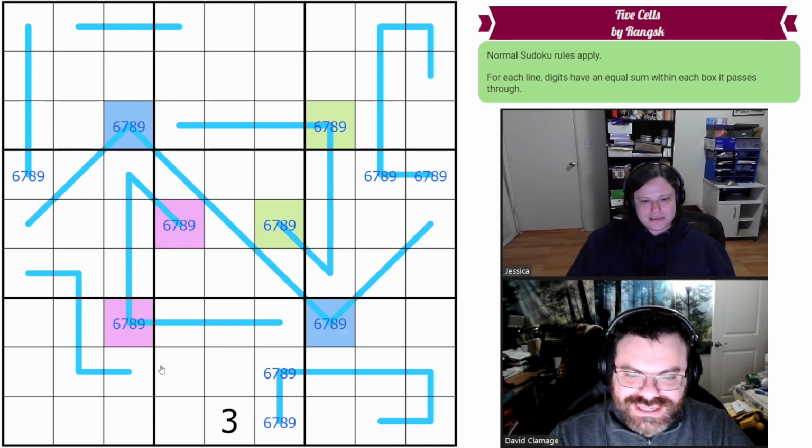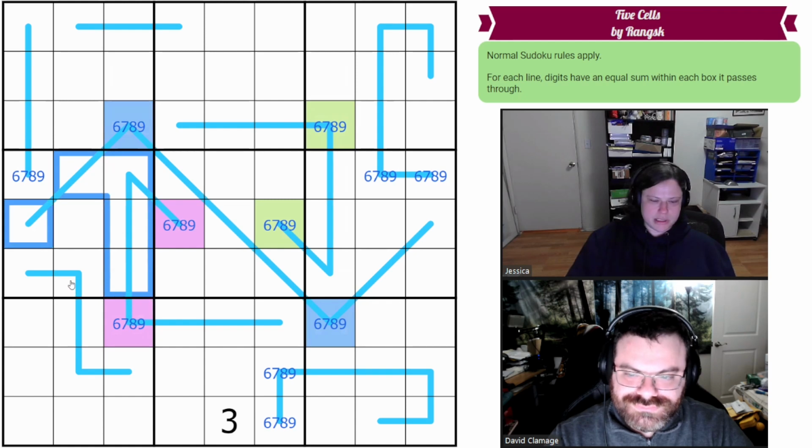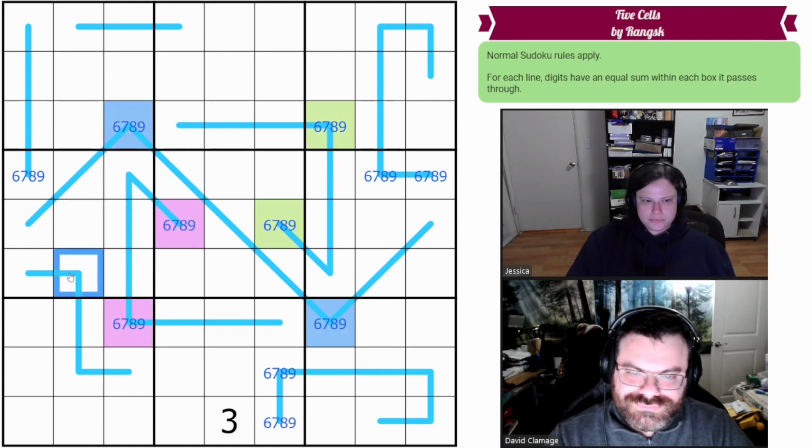So you're basically saying that blue plus green is at least 15? Right. And also blue plus purple, for the same reason, because you have 5 cells here. And then I know this is at least 15.